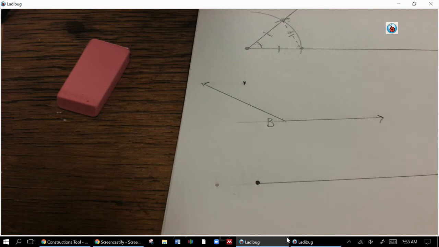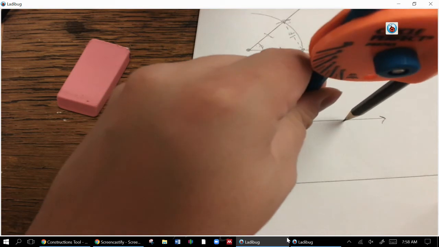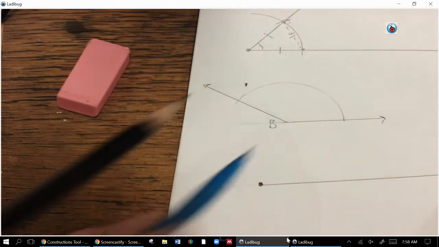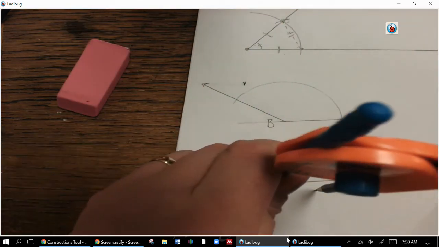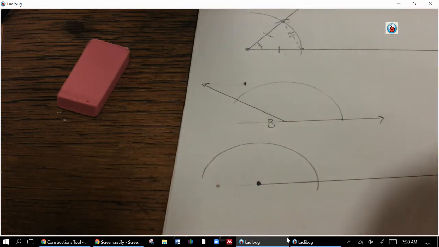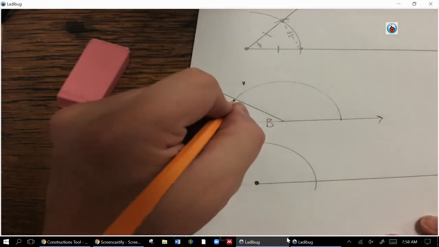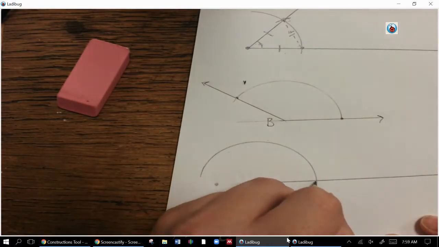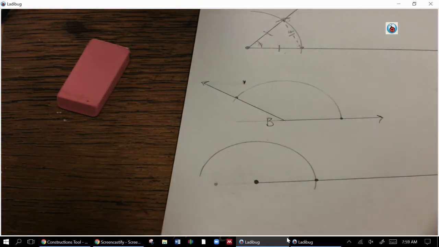So exact same steps. I'm going to take my compass, put it right at the point, and make an arc through my first angle, and make the exact same arc through my second angle, making sure I'm going far enough. I'm going to go ahead and just mark off those points real quick, because those intersection points are important.